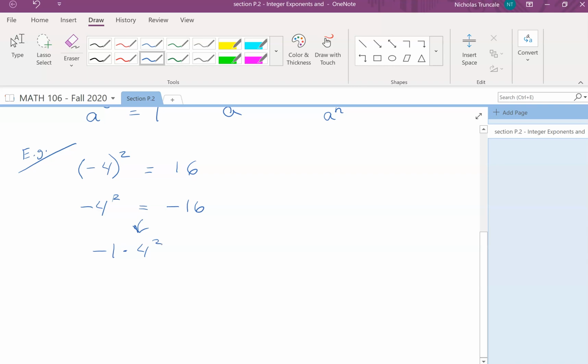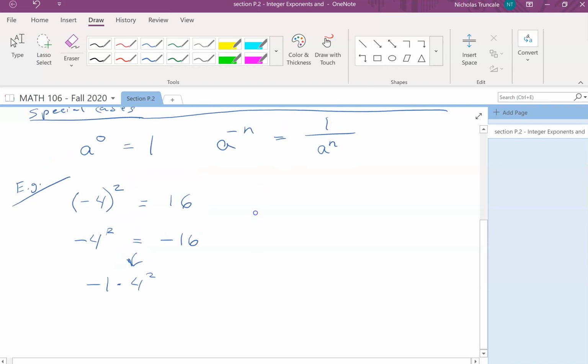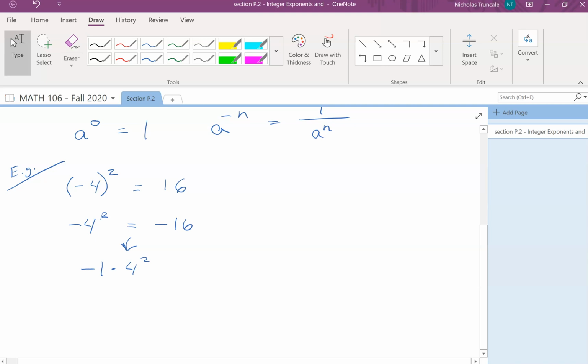We already have something about raising something to the 0. So every time you see a 0, it's 1.